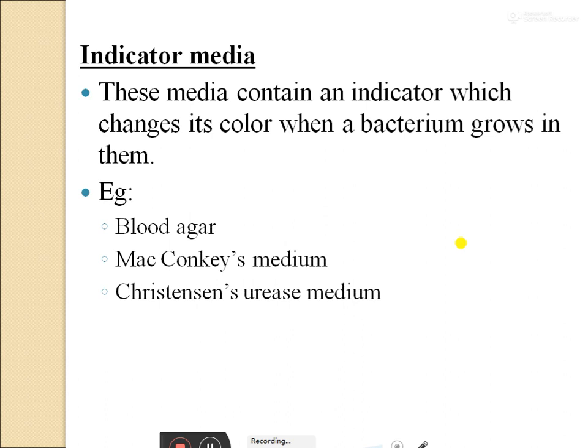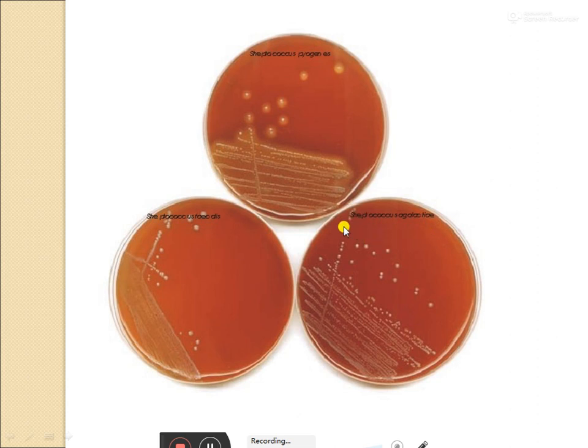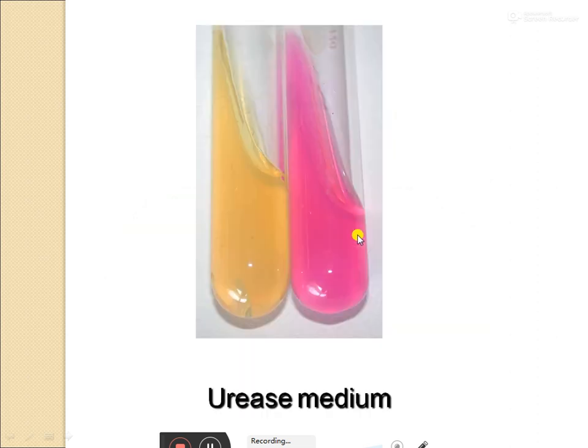Indicator media are the media which contain some indicator ingredients. This ingredient changes its color when a certain type of bacteria is present in it. That means, if that bacteria is present, the color of the media changes, which confirms the presence of that particular microorganism. This is an example: Streptococcus pyogenes forms this type of colonies. Likewise, the urease media changes its color from yellow to blue.